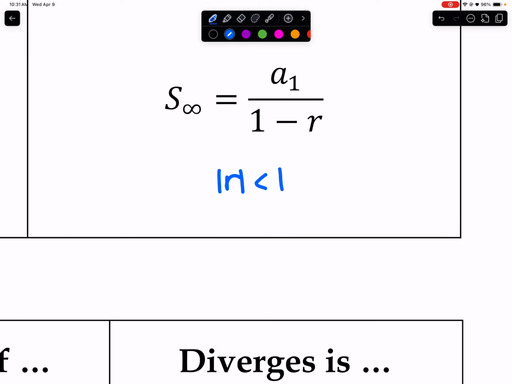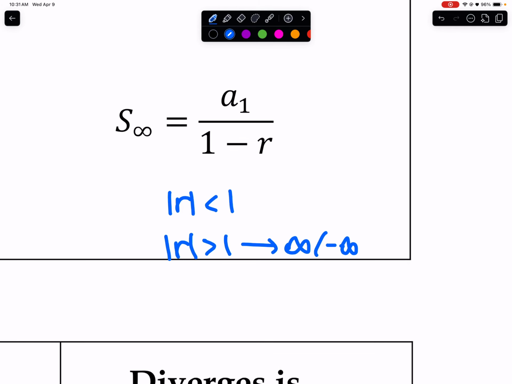Because if the absolute value is bigger than 1, then it will actually go to infinity or even negative infinity, depending on the r value. But if it's less than 1, then it's actually going to have some value, which means it's going to converge, which we're going to talk about, convergence and divergence, in a bit.